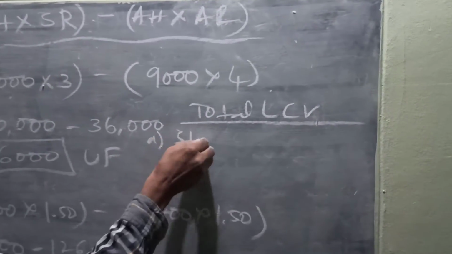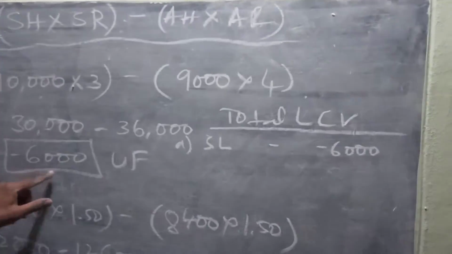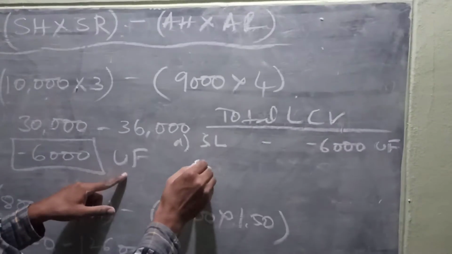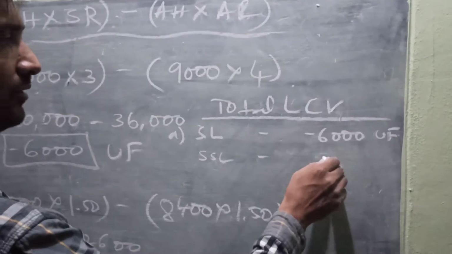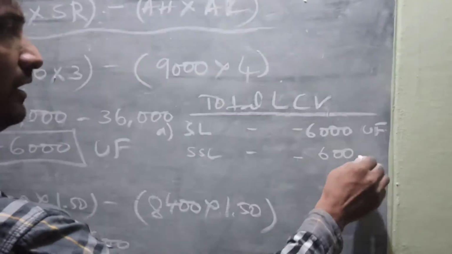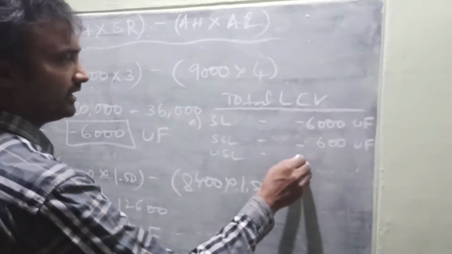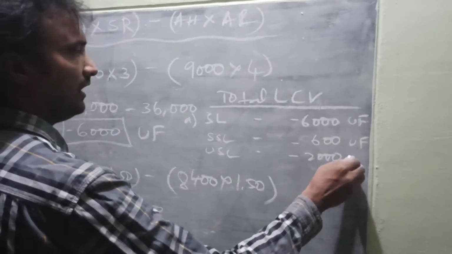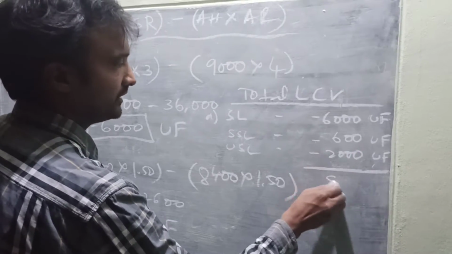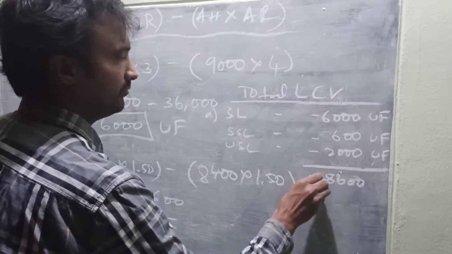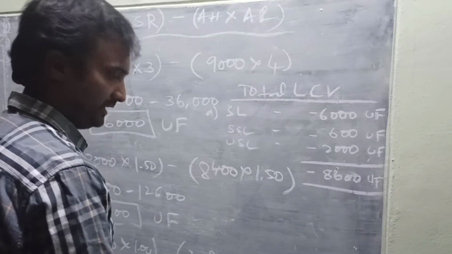First one, A, for skilled labor it is minus 6,000, unfavorable. Next one, for semi-skilled labor it is minus 600, unfavorable. Last one, for unskilled labor, that is minus 2,000, unfavorable. Therefore total, all minus 6,000 plus 2,000 is 8,000, plus 600, 8,600 minus, unfavorable. So this is the total LCV, labor cost variance.